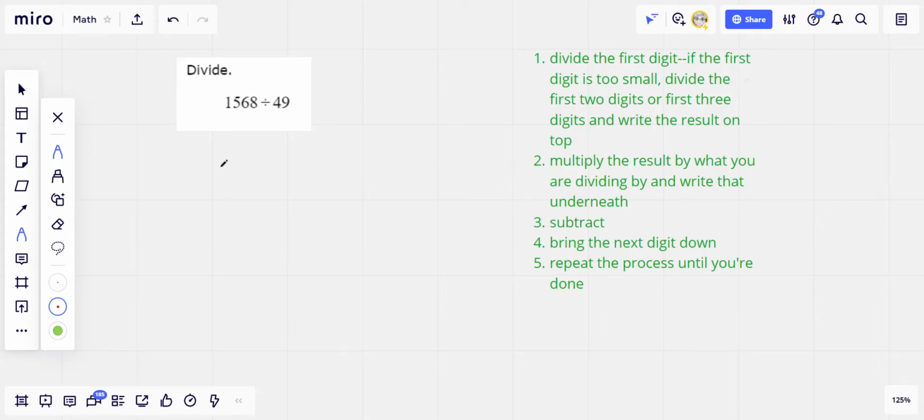Here we have some pretty gnarly looking division problems. This first one is 1,568 divided by 49. That looks tough to me. How are we going to do this?